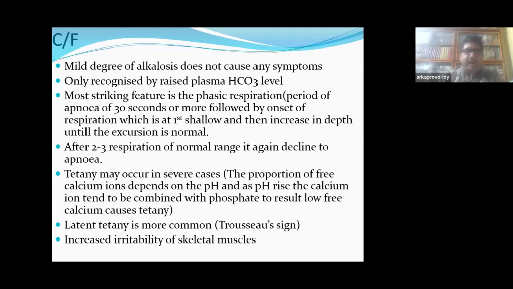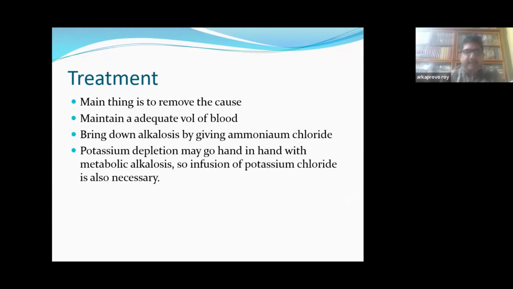Now, clinical features. Mild degree of alkalosis does not cause any symptoms, only recognized by raised plasma bicarbonate level. Most striking feature is the phasic respiration: a period of apnea of 30 seconds or more, followed by an onset of respiration, which is first shallow and then increases in depth until the excursion is normal. After 2 to 3 respirations of normal range, it again declines to apnea. Tetany may occur in severe cases. Latent tetany is more common, with increased irritability of skeletal muscle.